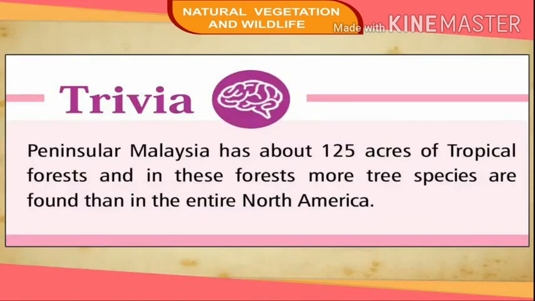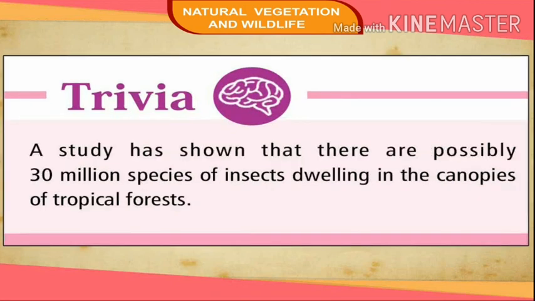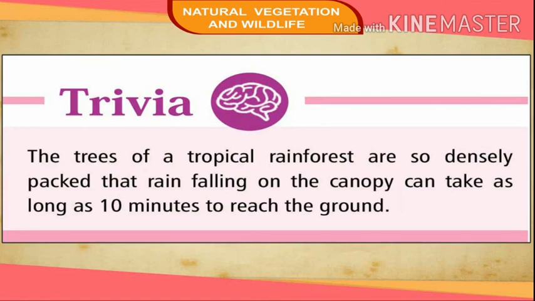Trivia. Peninsular Malaysia has about 125 acres of tropical forests, and in these forests, more tree species are found than in the entire North America. Trivia. A study has shown that there are possibly 30 million species of insects dwelling in the canopies of tropical forests. Trivia. The trees of a tropical rainforest are so densely packed that rain falling on the canopy can take as long as 10 minutes to reach the ground.